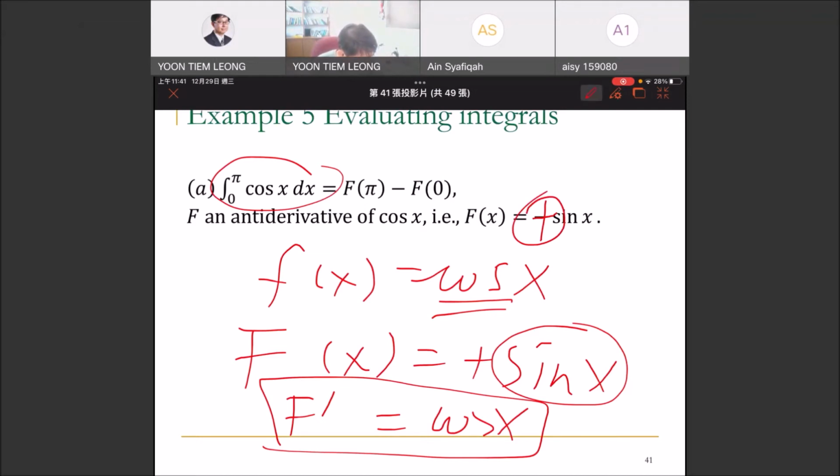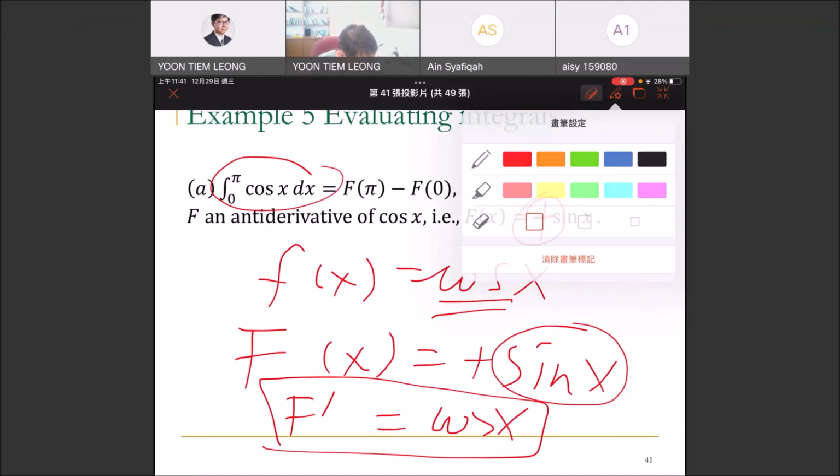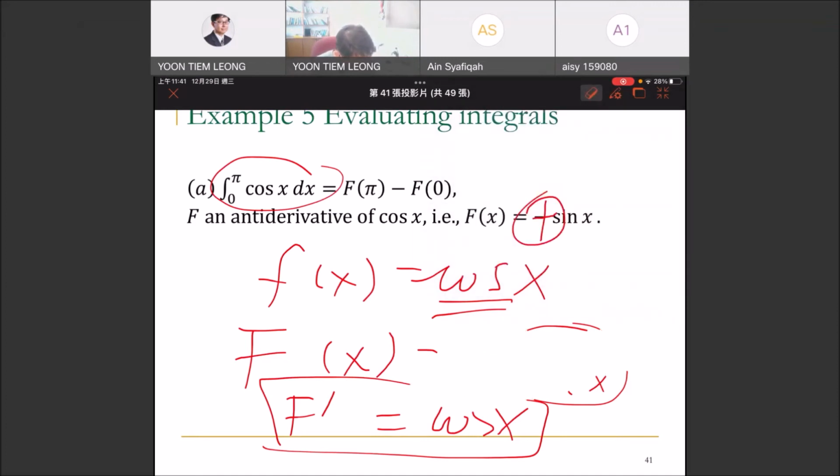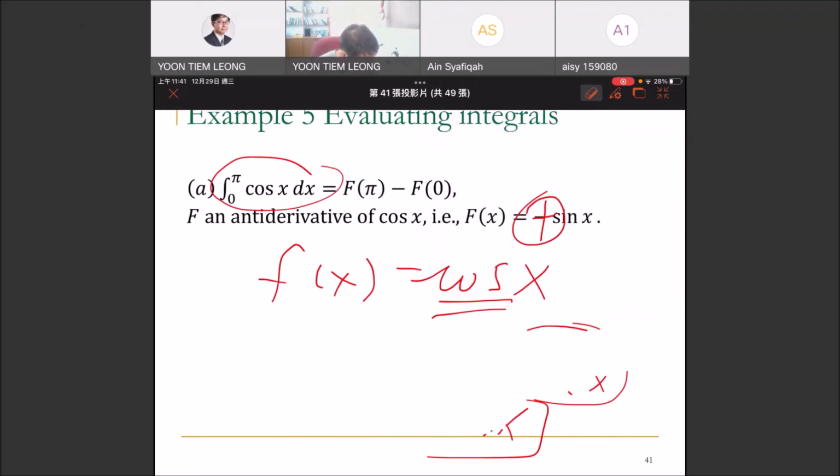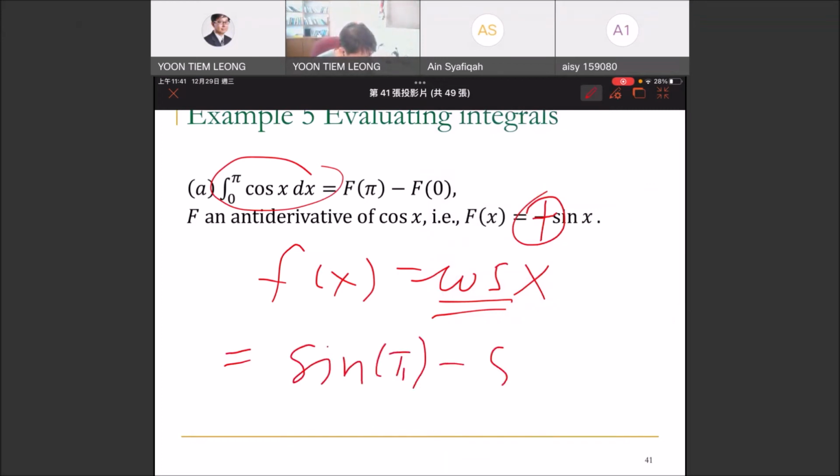Okay, so here I have a very simple relationship that will give me the answer for the definite integral. The definite integral for this is just equal to the antiderivative of cos x, which is sine, evaluated at pi minus sine evaluated at 0. So sine of pi is what? Sine of pi is just 0, and sine of 0 is 0. So the answer is just equal to 0.